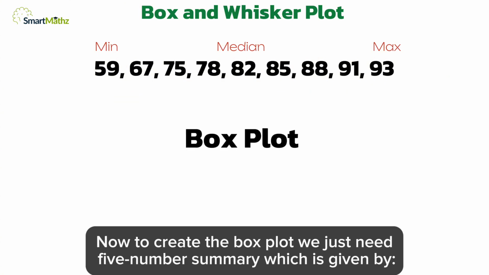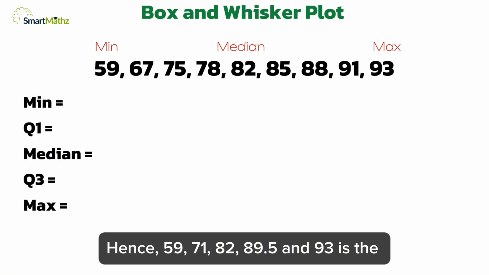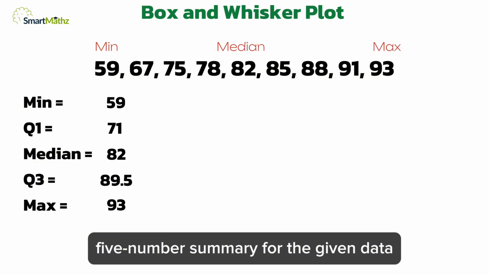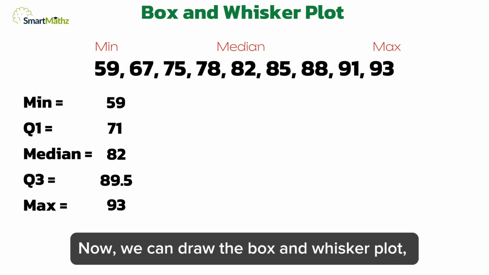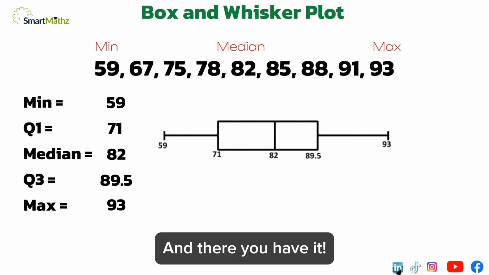Now to create the box plot, we just need the 5-number summary, which is given by minimum, Q1, median, Q3, and maximum. Hence, 59, 71, 82, 89.5, and 93 is the 5-number summary for the given data. Now, we can draw the box and whisker plot based on the 5-number summary. And there you have it.